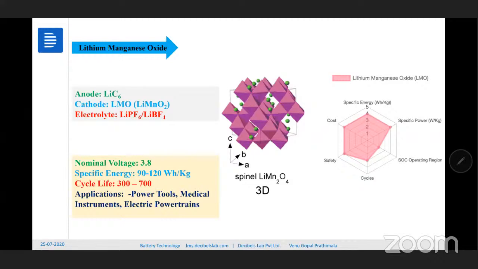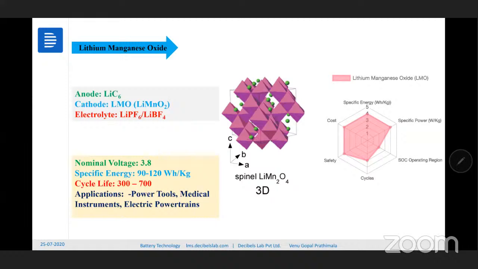They didn't get the expected performance from lithium nickel oxide. That's the reason they went directly with lithium manganese oxide, but they did test lithium nickel oxide also. In lithium manganese oxide, as usual, the anode remains the same, which is lithium carbide, and the cathode is lithium manganese oxide. The electrolyte remains the same. The best thing here is that it has a high cell voltage of 3.8, and the specific energy is less, 90 to 120 watt hour per kg.